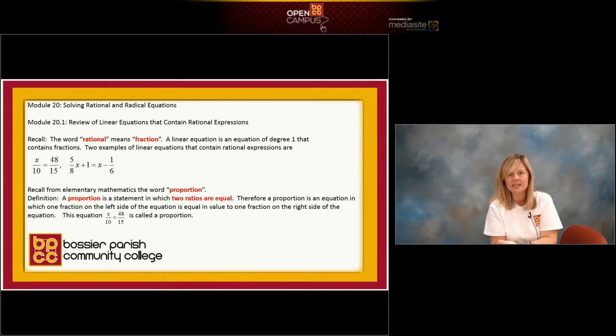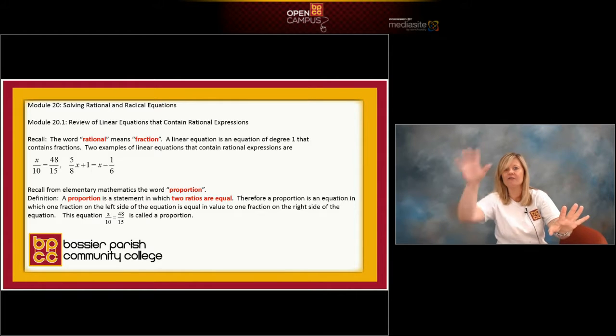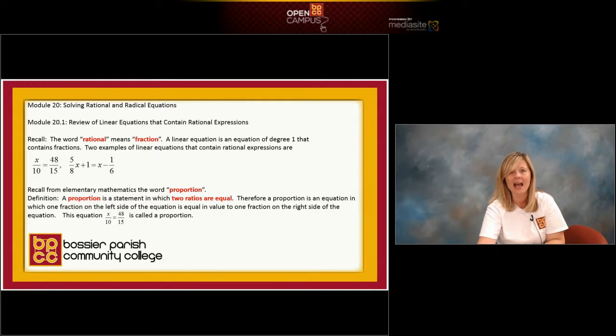So in summary, a rational equation is an equation that contains fractions. However, if you just have one fraction on the left and one fraction on the right set equal to each other, we could call that a special word, a proportion.